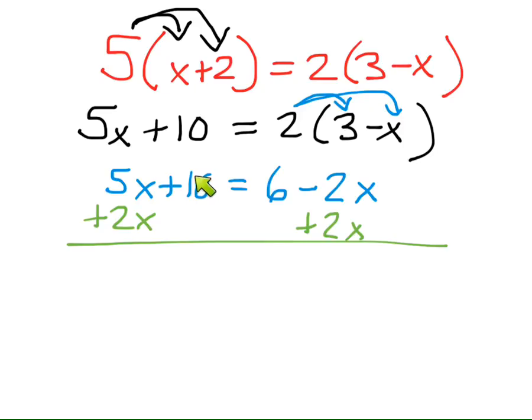Again, I just add it here. I can't add it to the 10 because they're not like terms, right? 5x plus 2x gives me 7x. I still have the plus 10. I still have the 6, and that went away.